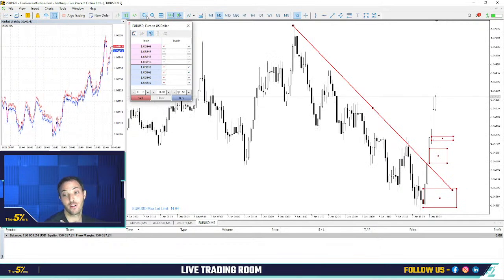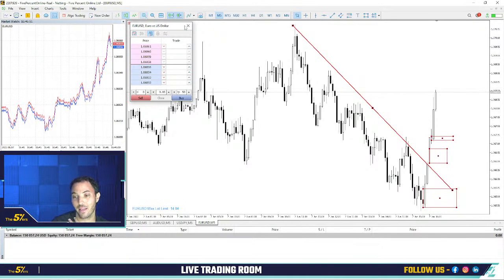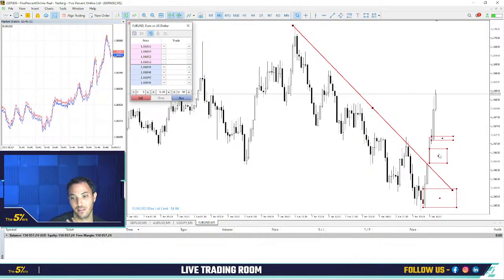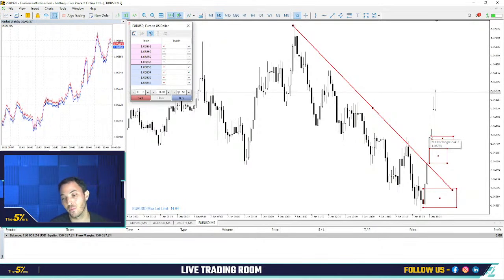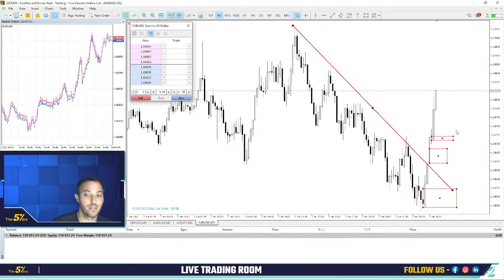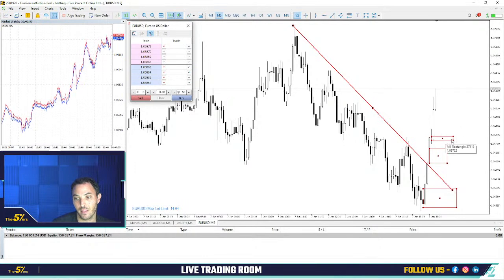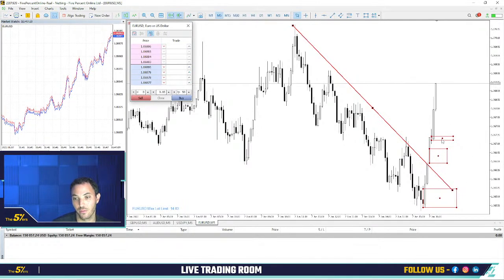Now, if you like Fibonacci's, many of those key areas align with the Fibonacci numbers. So if you're looking for extra confirmation, that's another tool you can use.